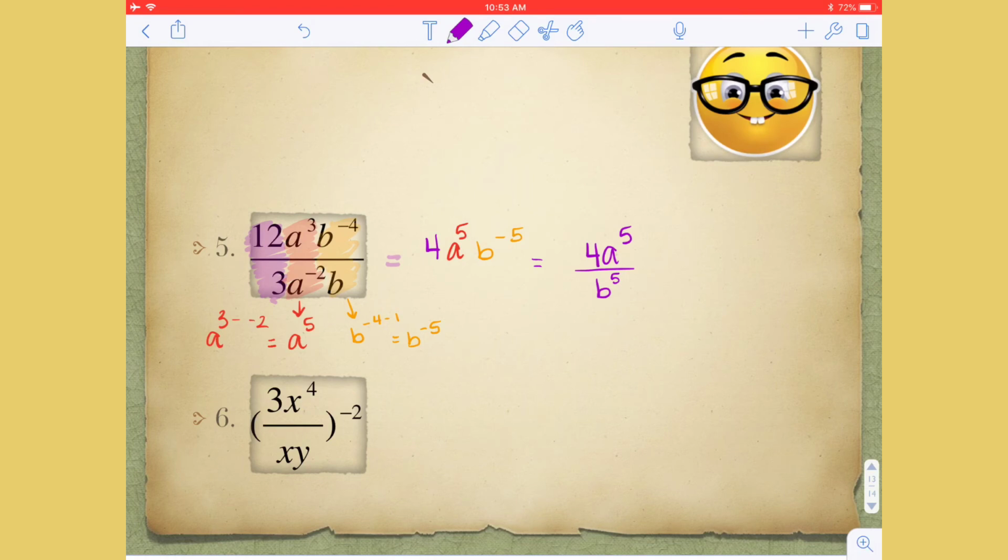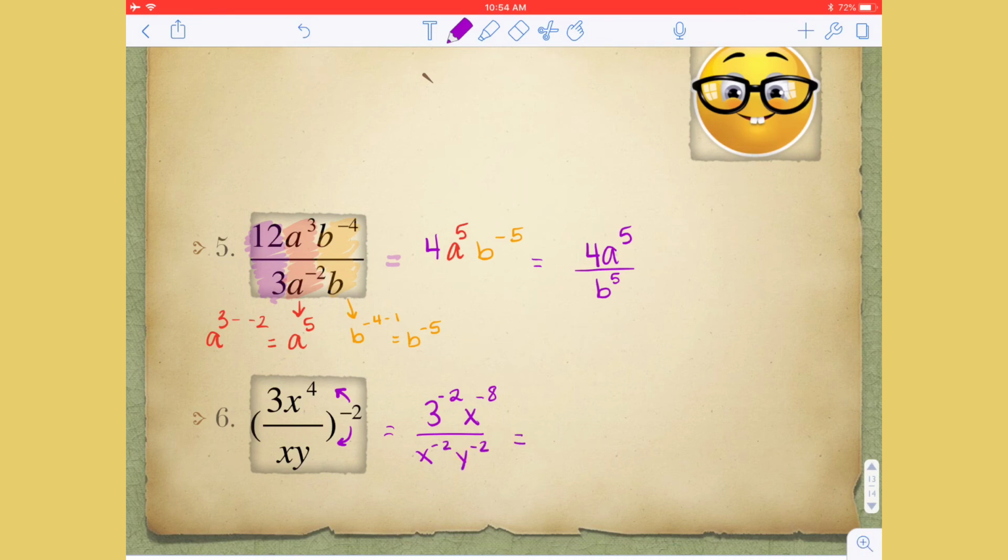For my last example, I'm going to start by distributing my negative 2 to everything, and I need to distribute that to the top and to the bottom. So that's going to give me 3 to the negative 2, x to the negative 8, because distribute means to multiply exponents, x to the negative 2, and then y to the negative 2.